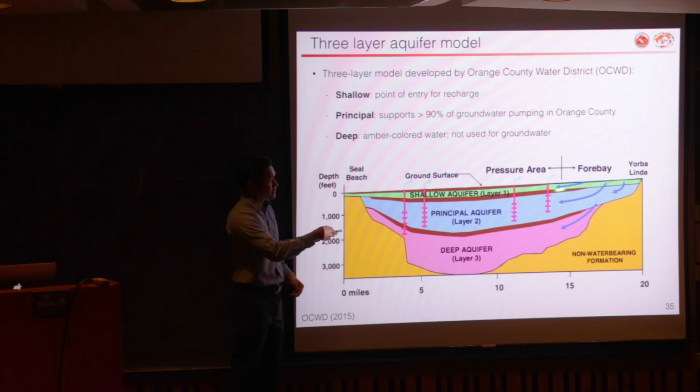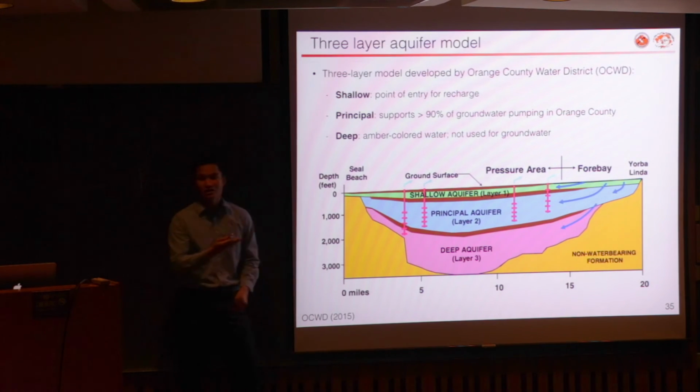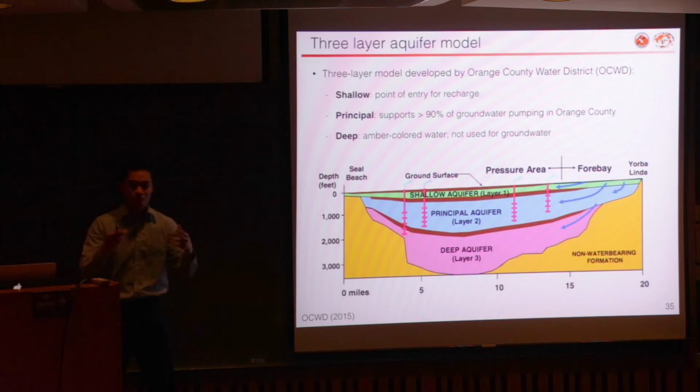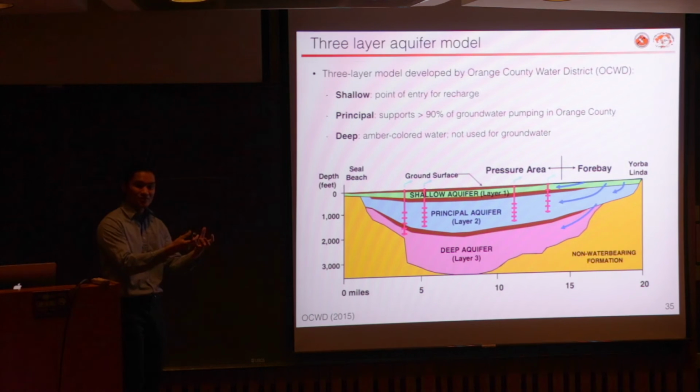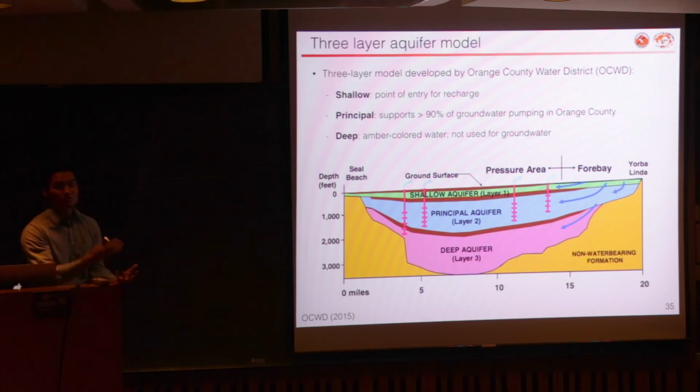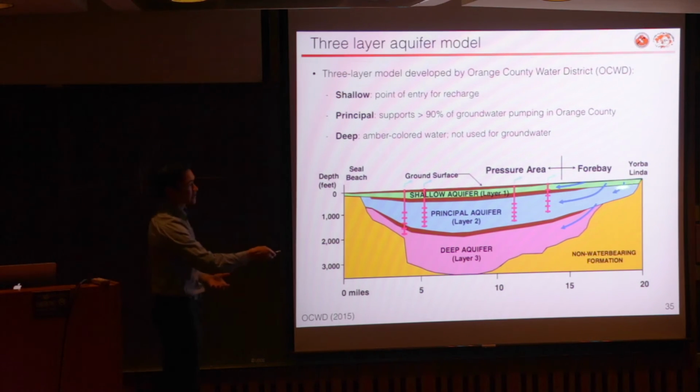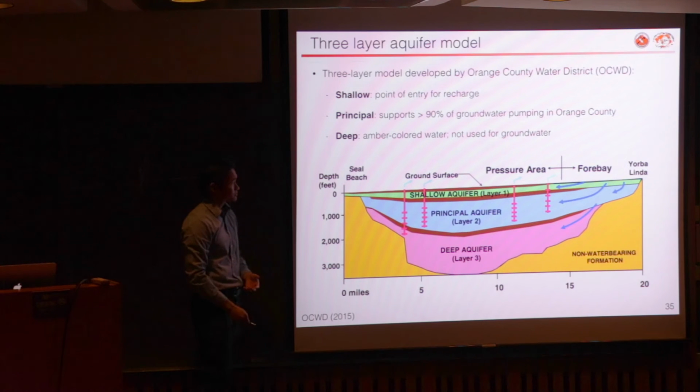In the forebay, the shallow aquifer is unconfined. This is where most of the recharging operations happen. This is where water districts put water into these seepage ponds that are allowed to percolate down into the confined aquifers. Also, if there's rain coming down from the mountains, it will enter through this unconfined area and seep down into these aquifers.